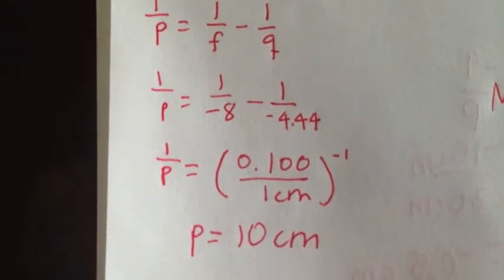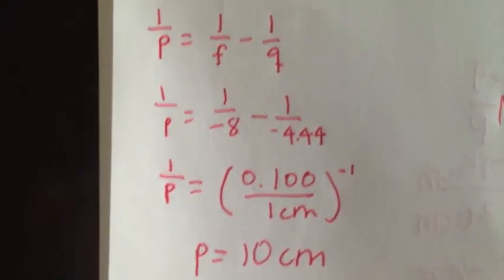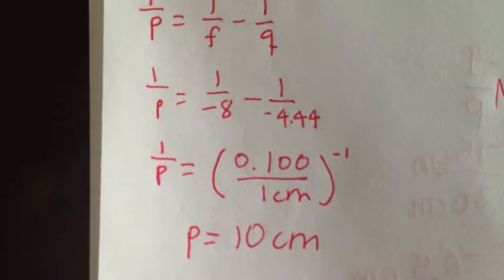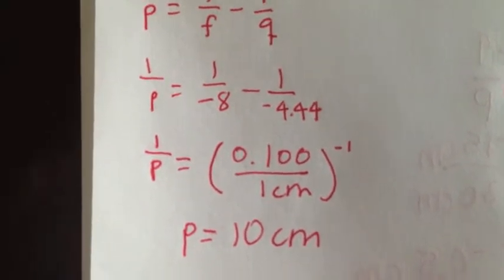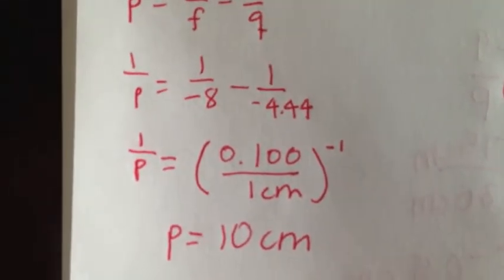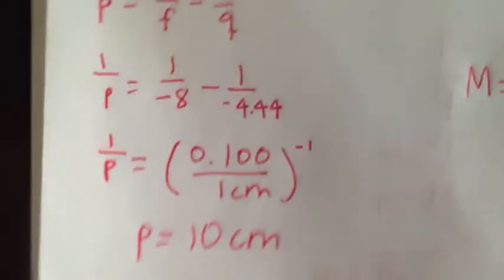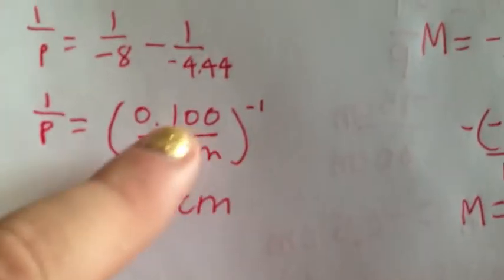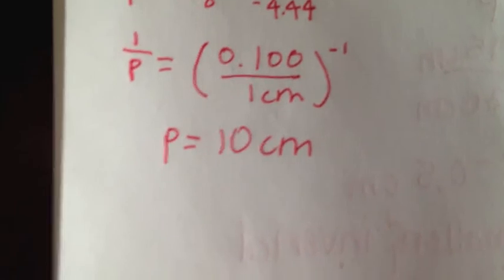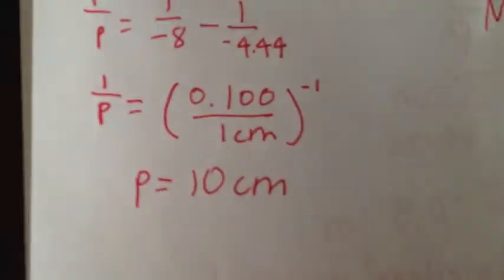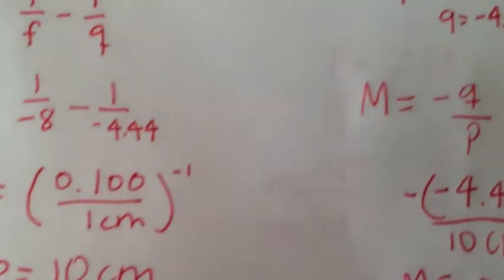So now I'm trying to find the position, and so I've done my calculations, and I have 1 over negative 8 minus 1 over negative 4.44, and then I find the inverse of that, which is represented here, and then I come up with 10 centimeters as my position where it should be.